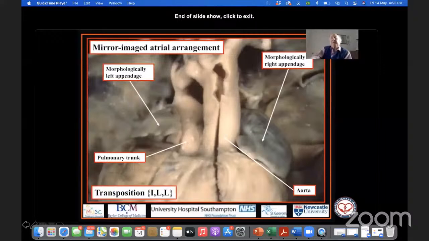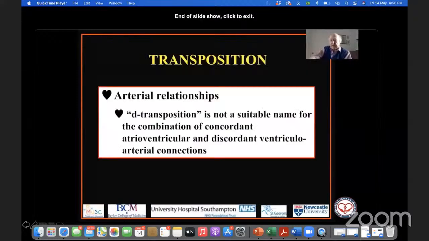So again, in Van Praaghian terminology, we have transposition ILL, inversus, segmental harmony with inversus is L, bulboventricular looping, and we anticipate the aorta is going to be left-sided. So this is L transposition, but it is not congenitally corrected. So D transposition is not a suitable name for describing the combination of concordant atrioventricular and discordant ventricular arterial connections. And I've told you my preference is simply to call this combination transposition.